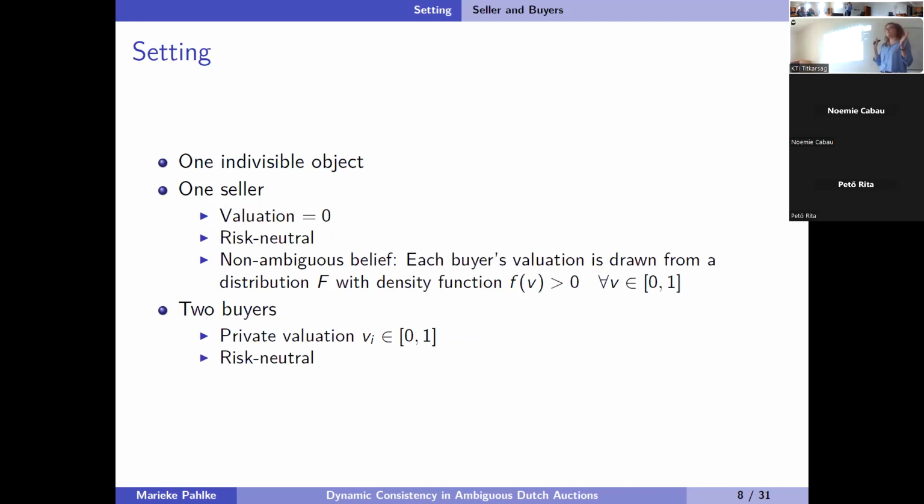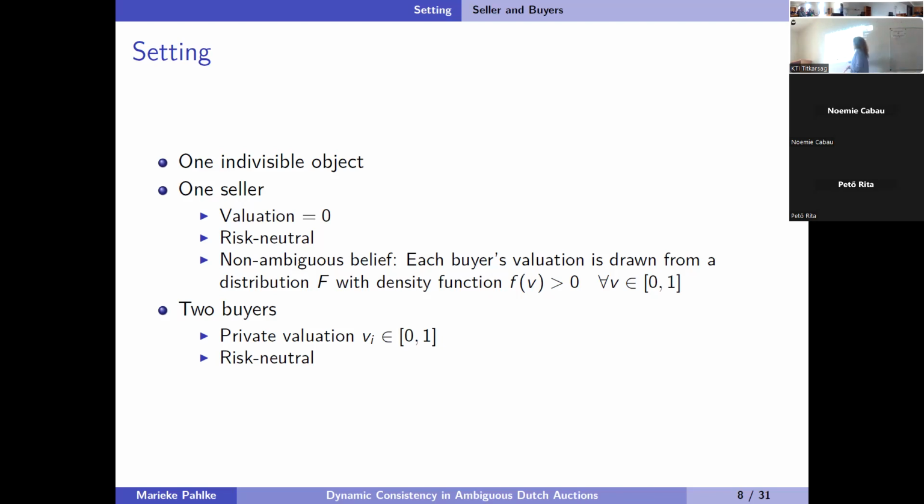So the setting is very basic: we have one indivisible good. The seller has a valuation of 0, he's risk neutral and ambiguity neutral, so he has an unambiguous belief. He knows the distribution of the valuation of both buyers. So we have a symmetric, homogeneous setting for the buyers: the valuation of both buyers is drawn from the distribution F, and the seller knows this distribution, just because he has more experience, for example.